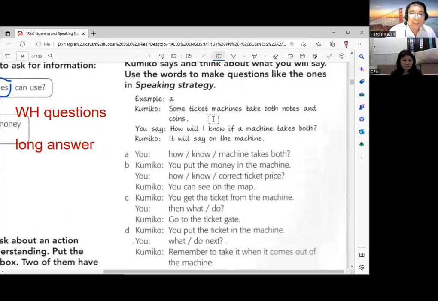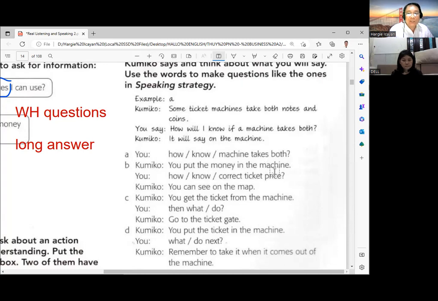So, example A, according to Komiko, some ticket machines take both notes and coins. And then you will say a question like, how will I know if a machine takes both? So Komiko will answer, it will say on the machine. So an understanding question would be, how will I know if a machine takes both? Since the question is how, there would be a long explanation for that. That is what we call a WH question, how, right? And then Komiko answered with a long answer. It will say on the machine, not just saying yes or no.